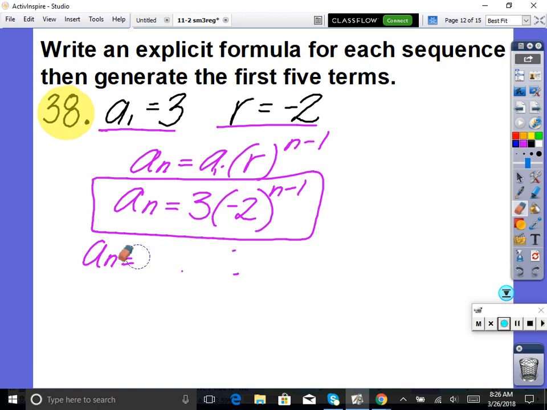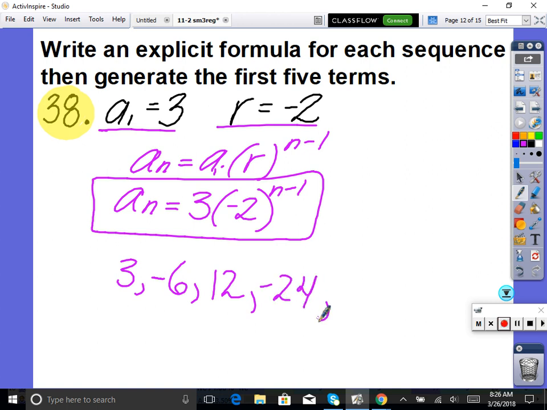Okay, generate the first 5 terms. So we know it's 3, then times by negative 2 is negative 6. Times by negative 2 is 12. Times by negative 2. Do you guys see what I'm doing? Negative 24 times by negative 2 is 48. Let's see, how many terms is that? 1, 2, 3, 4, 5. We've listed out the first 5 terms.